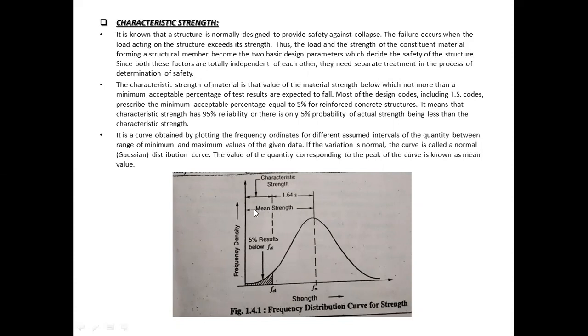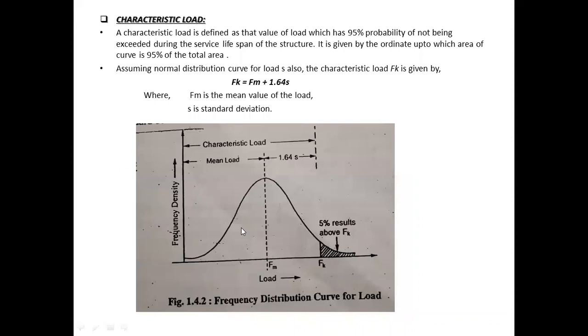So this is the mean strength value. This is the 1.64s. Okay, so next slide, we'll go for the characteristic load. A characteristic load is defined as that value of load which has 95% of probability of not being exceeded during the service lifespan of the structure. It is given by the ordinate up to which the area of the curve is 95% of the total area.